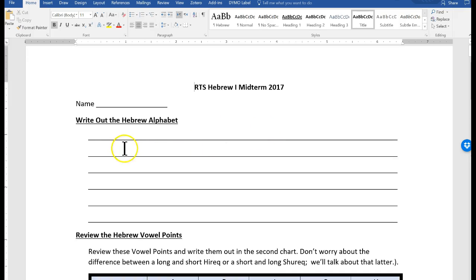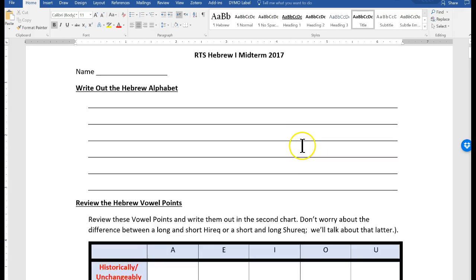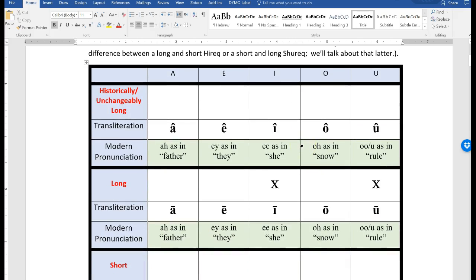So what I want you to do is to write out the Hebrew alphabet. Aleph, Bet, Gimel, Dalet, Hey, Vav, Zayin, Het, Tet, Yod, Kaf, Lamed, Mem, Nun, Samek, Ayin, Pei, Tsade, Qof, Resh, Sin, Shin, Tav. So you can use all these lines. See if you can get the ones that go above the line and below the line right. So that should be straightforward.